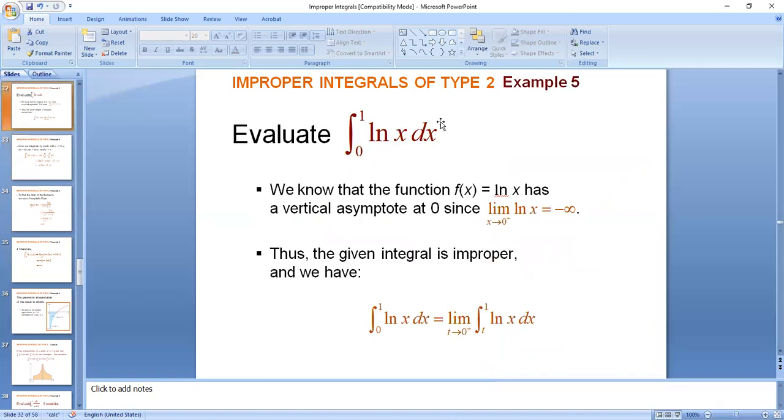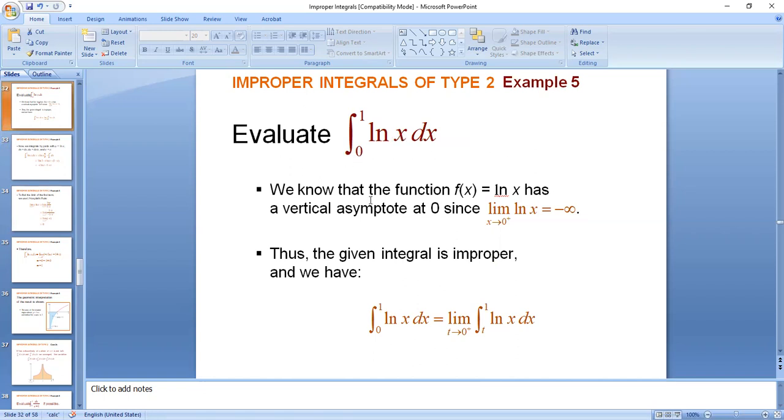This one. This looks like an ordinary integral. So if you fail to see it as an improper integral under case 2, you will fail to evaluate it properly. What you're going to do, class, is very simple.